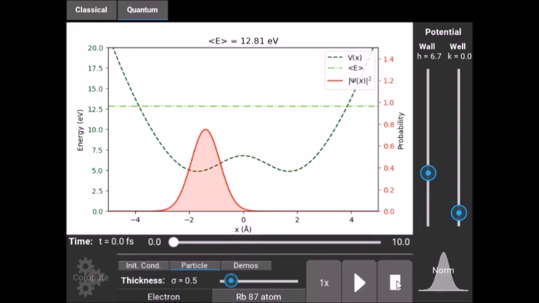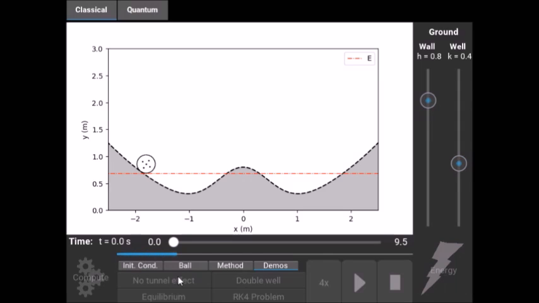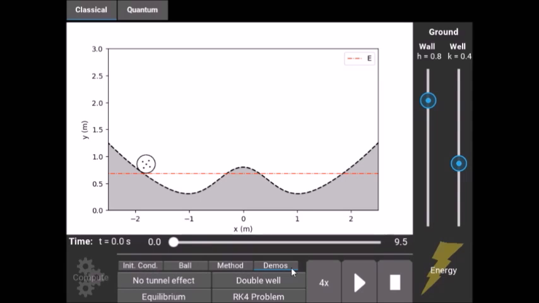Some demos have already been prepared to show interesting situations. First, we can place the ball on the left side of the wall with not enough energy to overcome it. The red line shows its energy, that is, the maximum height it can achieve, and if it is beneath the maximum, our classical particle will never be able to reach the other side.